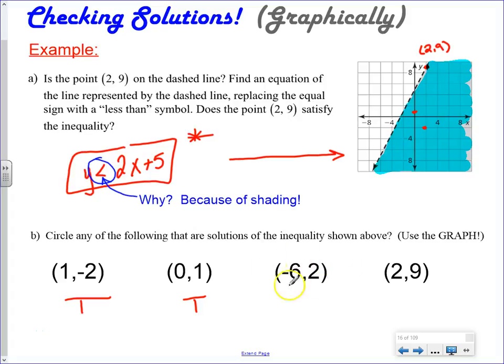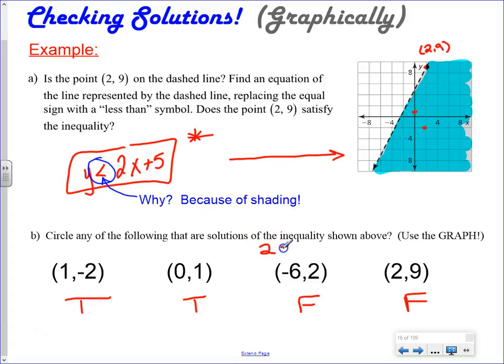Plug in negative 6. False. You guys already figured it out? False. Everybody else, are we going to trust him? Yeah. Careful. And the second one's false as well. It's full, but it's not less. Let me show why real quick.